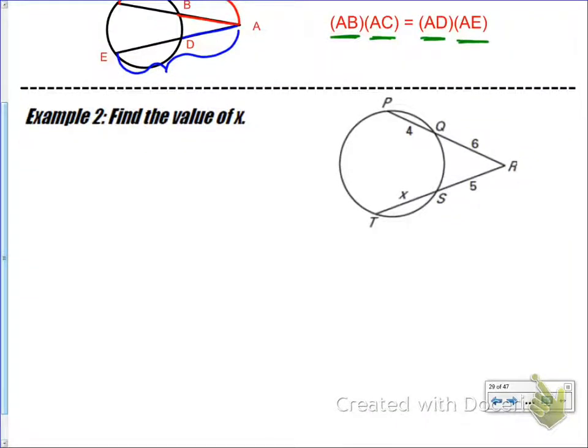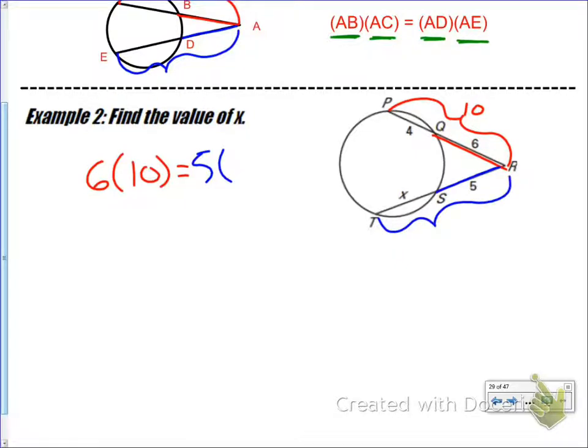And so we have two secant segments with an intersection outside of the circle. What I'm going to do is take the outside part, which is QR, or 6, and multiply that times the entire secant segment, which is 4 plus 6, or 10. So that's the left-hand side of my equation. On the right-hand side, I'm going to explore the second secant segment, which would be RT, and the outside part of this would be 5, and I'm going to multiply that times the entire secant segment, where the inside part is x and the outside part is 5. I'm going to add those together, so it's going to be x plus 5.